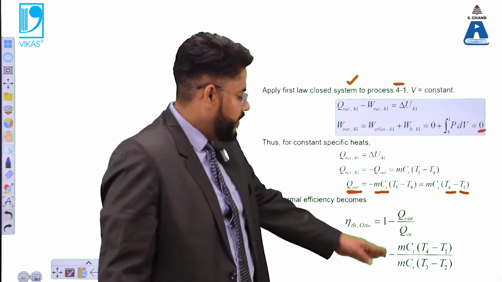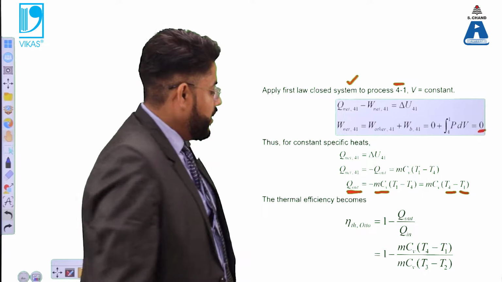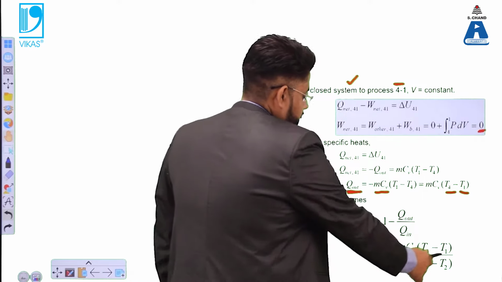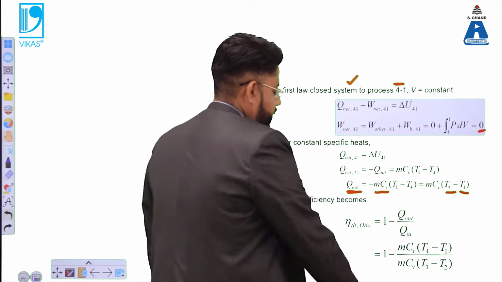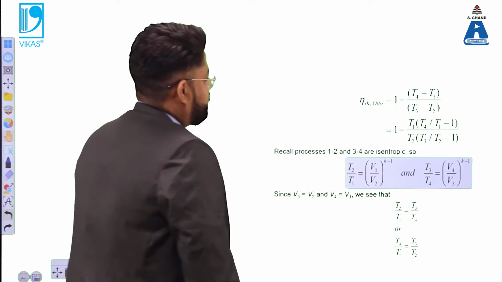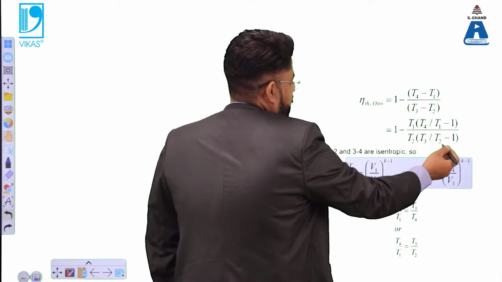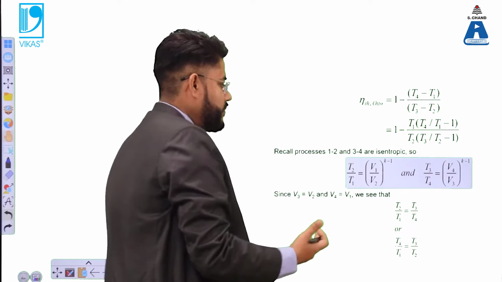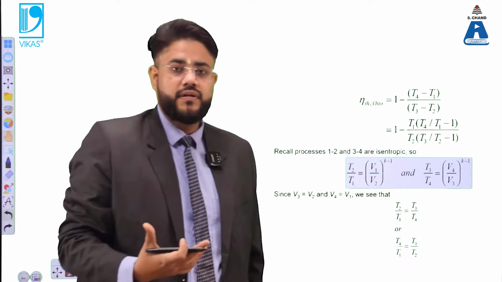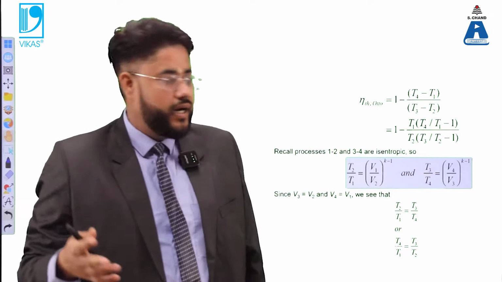When we substitute this value inside the expression that we had initially, m CV (T4 minus T1), m CV (T3 minus T2), this m CV term can be cancelled out, and we can take T1 common from here and T2 common from here, so that it can be converted in terms of this constant or the ratio, which is r.